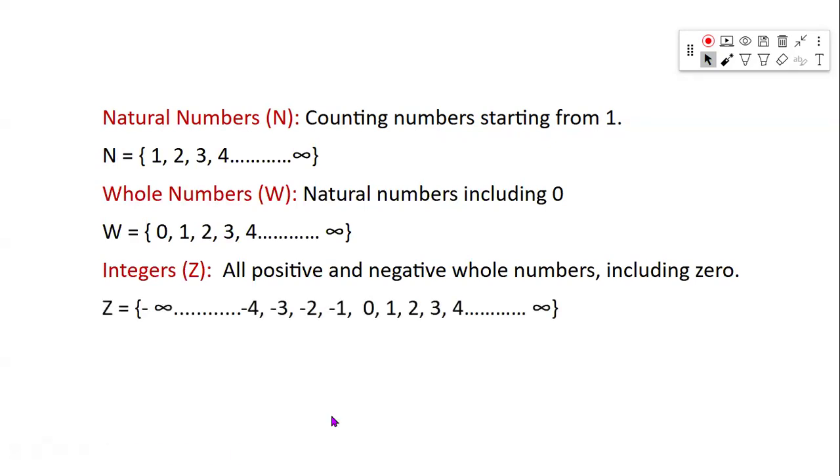So how do you write it? Minus infinity to plus infinity including 0. So minus 4, minus 3, minus 2, minus 1, 0, then 1, 2, 3, 4, then infinite. So hope you have clarity. What is a natural number? What is a whole number? What is integer? Most of you already know it.